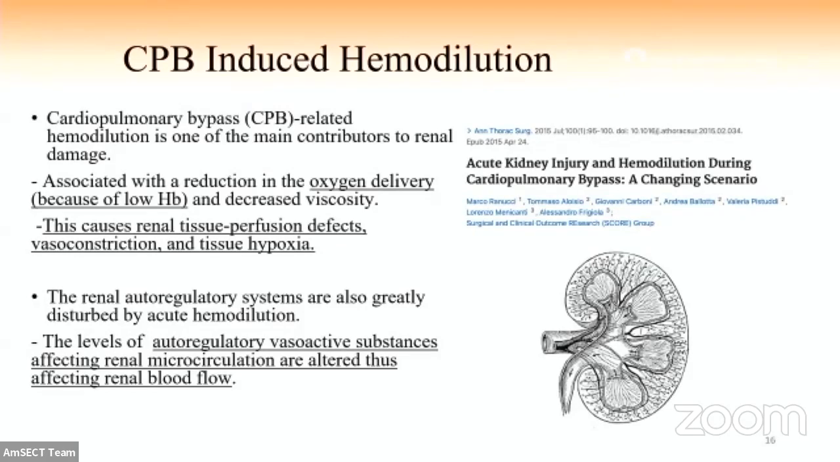So cardiopulmonary bypass-related hemodilution is one of the main contributors to renal damage. As we just talked about with DO2, hemoglobin is a big factor here. You decrease your hemoglobin, your DO2 is going to drop. And also decreased viscosity too in your kidneys. This causes renal tissue perfusion defects, vasoconstriction, and tissue hypoxia. The renal autoregulatory systems are greatly affected by this also. So as we talked about earlier, the autoregulatory system, if we wash out the vasoactive substances, this can really affect renal microcirculation and alter the renal blood flow.